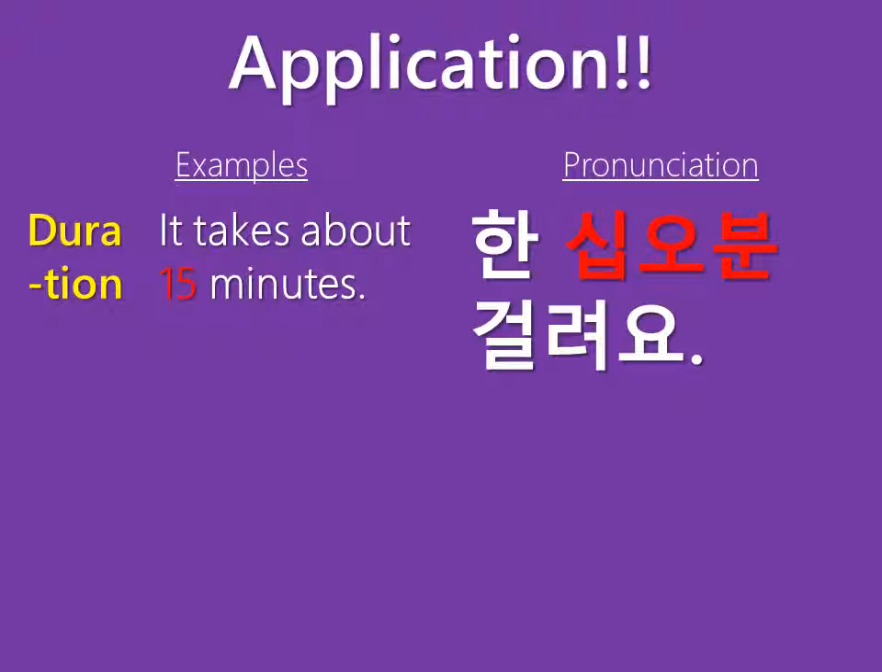Next, duration. As I said, you don't use native Korean for hours here. Let's take an example of minutes. It takes about 15 minutes. In Korean, we'll say 한, which means about. 한 15분 걸려요. 걸려요 means it takes. 한 15분 걸려요. It takes about 15 minutes. So you use the Sino-Korean number system here.